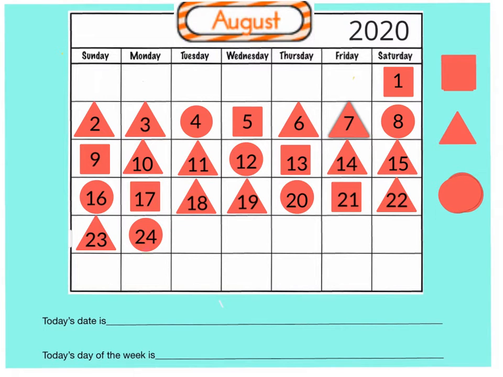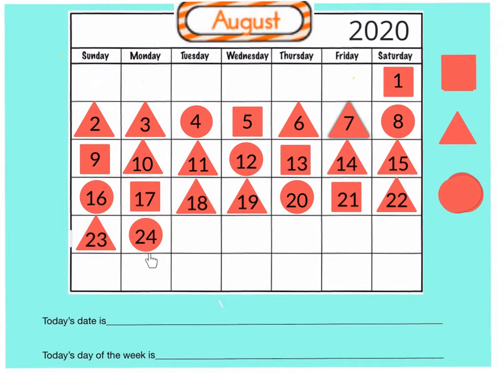So let's say our shape pattern so we can figure it out. Say it with me. Ready? Square, triangle, triangle, circle. Square, triangle, triangle, circle.